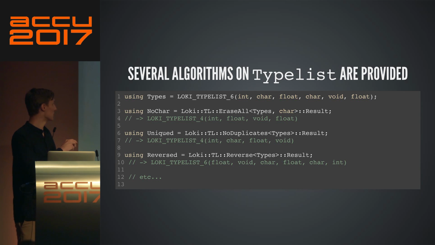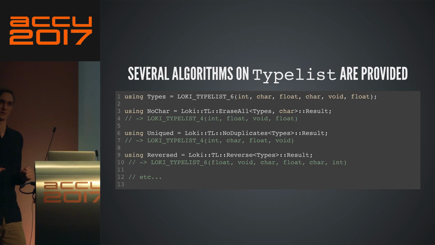So you create a type list here, and then you have something like erase all. You have a container that contains these types, and if you want to erase all the chars from that list, you just use erase all, and then you fetch the result here, which is a nested typedef inside that erase all template. And that gives you basically your resulting type list.